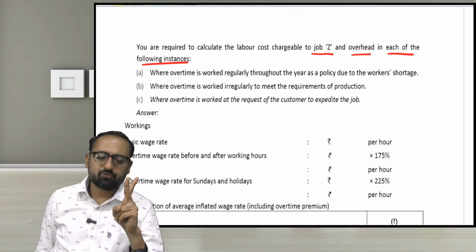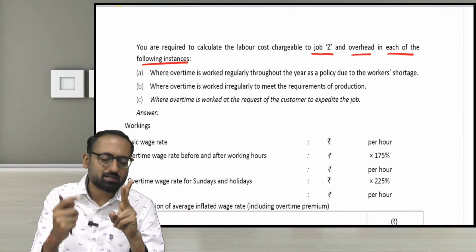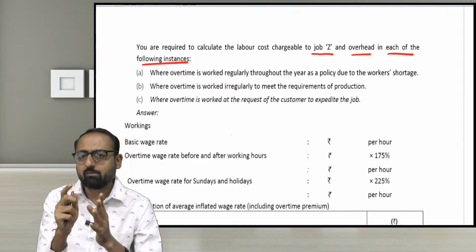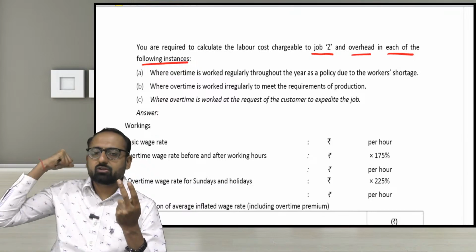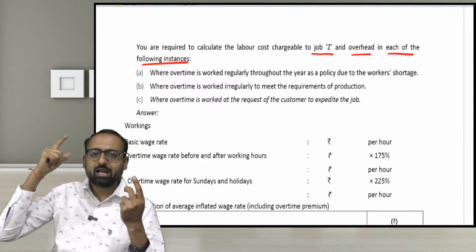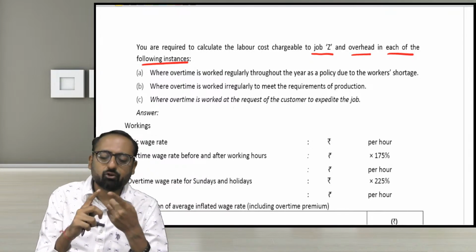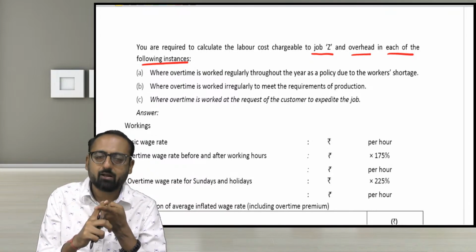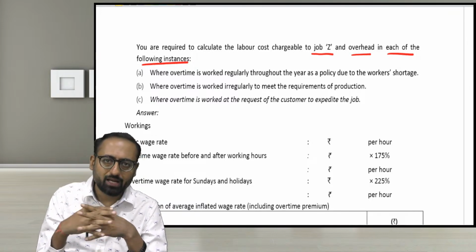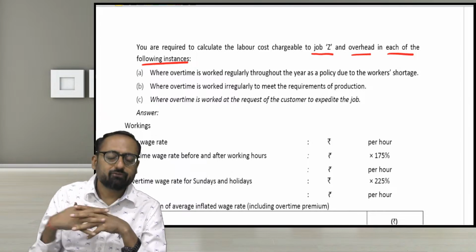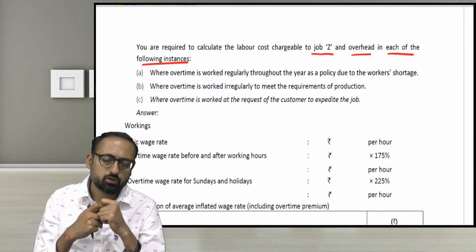Second, if overtime is worked for normal reasons, such as a shortfall in production or a sudden increase in demand, then the overtime premium will be transferred to overhead account. Third, if overtime is worked because of the fault of any other department, charge the premium to that department which is in default. Fourth, if overtime is worked because of an abnormal reason, the overtime premium will be transferred to costing profit and loss account. And if overtime is worked because of a permanent shortage of workers, you'll have to inflate the wage rate.